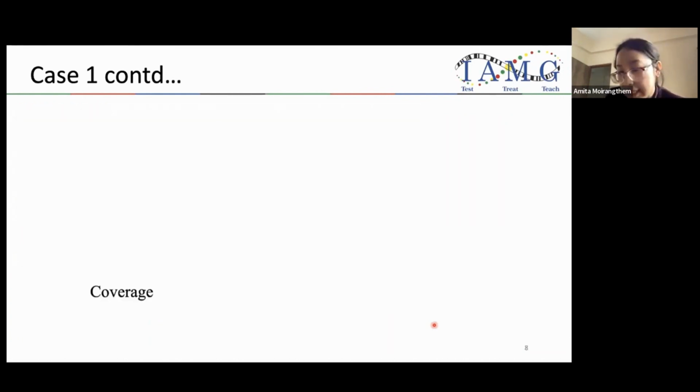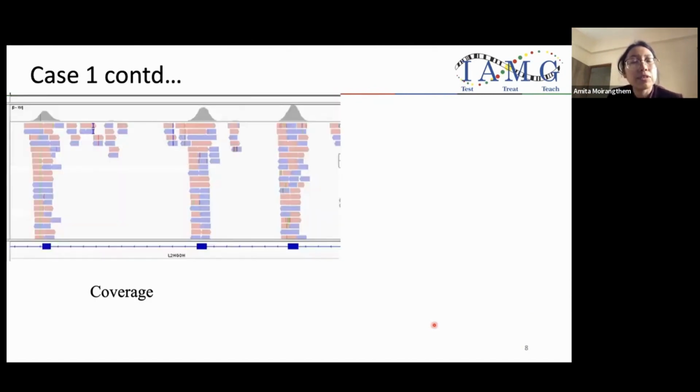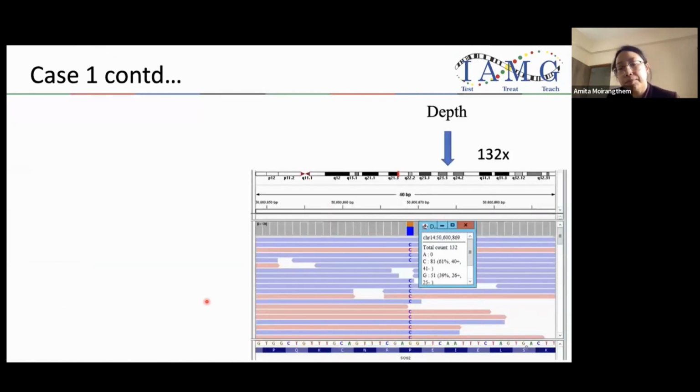So here two terms were there which need further explanation. One is the coverage. So coverage is nothing but how much part of the target area is actually being sequenced. So it is the width. So if a gene here has 3 exons and all the 3 exons are covered adequately, then it is said to have 100% coverage. Then another term here is depth. So depth is the number of times a particular nucleotide at a locus is being sequenced.